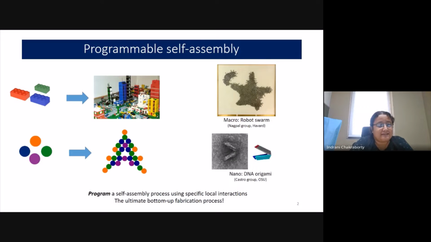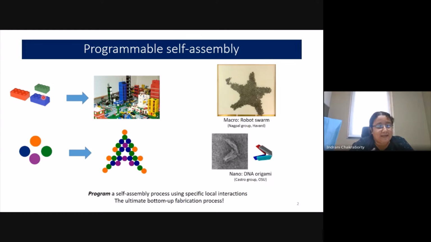We all have seen children playing with these colorful Lego blocks, and these blocks are of different shapes, sizes, and also different colors. So, to build a particular structure, the grooves and notches of one type of block must fit into the groove and notch of another type of block. So, there are very specific interactions between two block types.